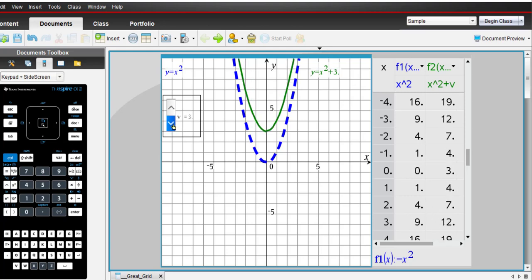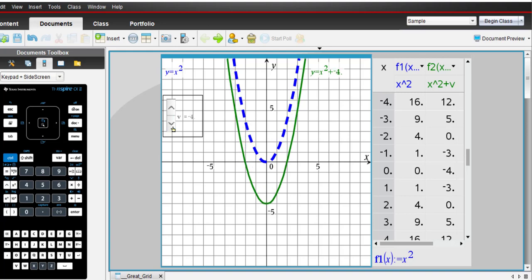So now I'm going to go back down to x squared plus 0. And let's look at x squared minus 1, or x squared plus a -1. Look at the graph, look at the table. X squared plus -2, which is x squared minus 2. X squared minus 3, and so on.